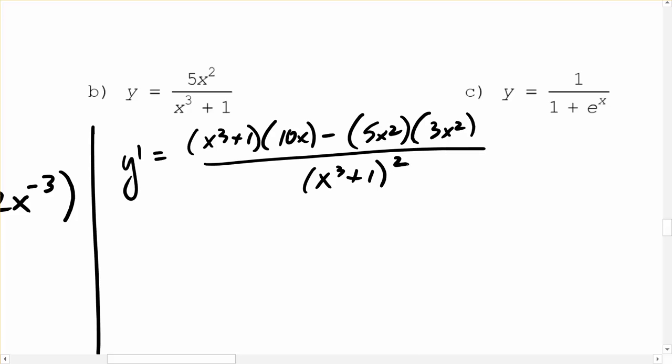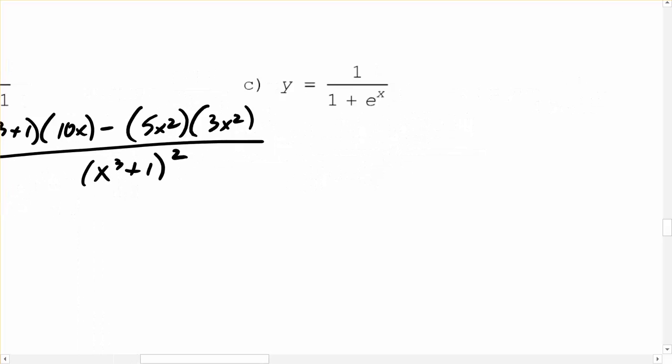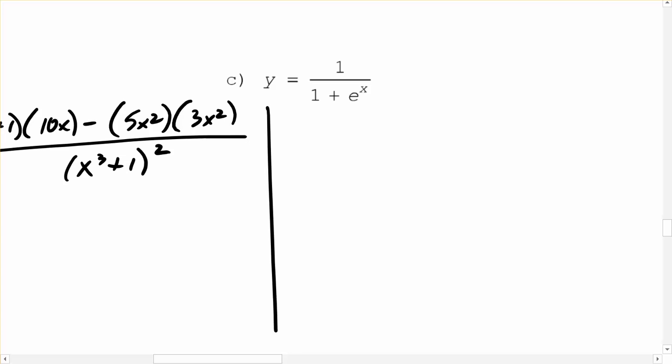There it is. Stop there right now. I'm not asking you to simplify that. It's not the point right now. The point is, can you actually find the derivative? That's it. Let's do the quotient rule on this one.